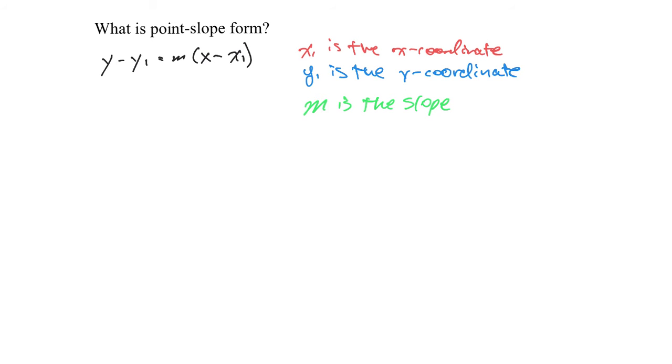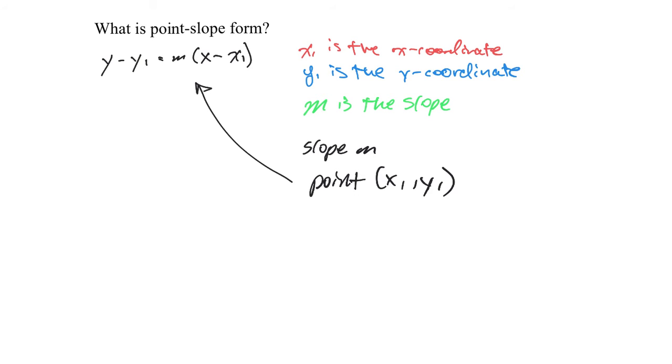So I have some slope m, some point x1, y1, and I put it into this equation, and that gives me the equation of a line.